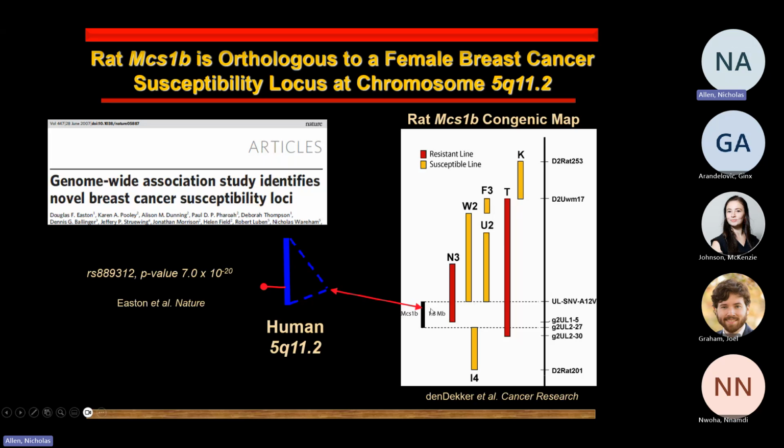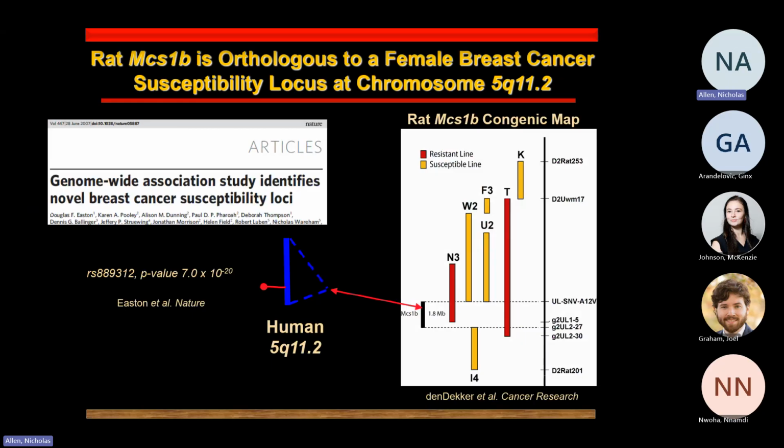Okay, ultimately, we were interested in the human, right? So if we look at this piece and we go to the human genome and look for the orthologous region, we find human chromosome 5. So over here, we're on rat chromosome 2. Now we're going to jump to human chromosome 5 and look what we have here. There is a breast cancer risk locus there. So in a genome-wide association study, they've identified this region as controlling susceptibility in females.